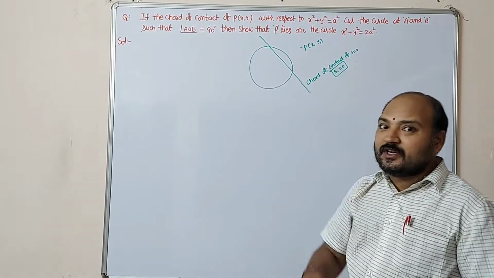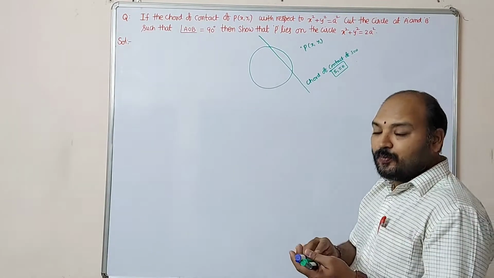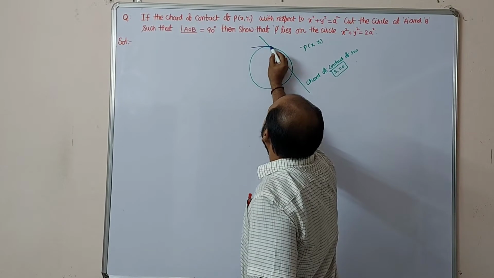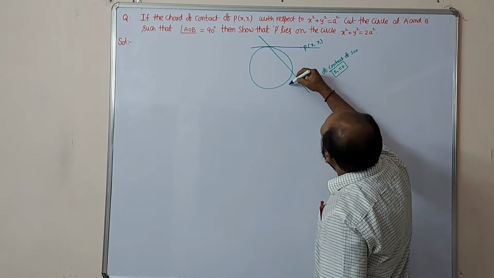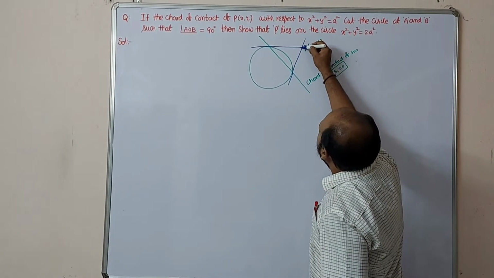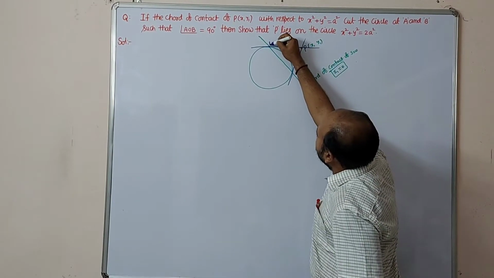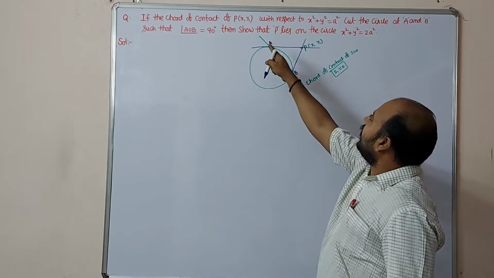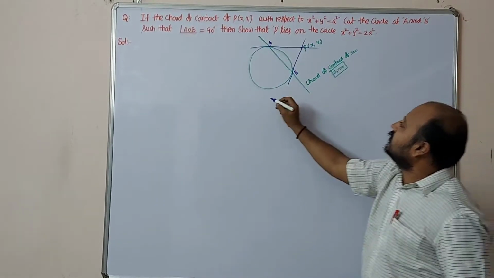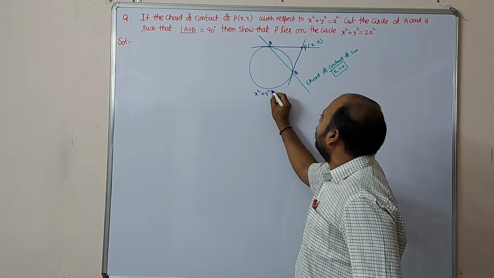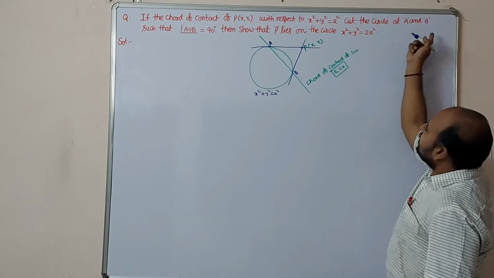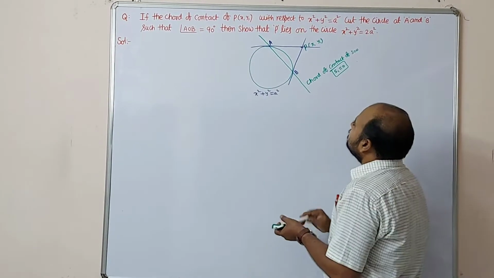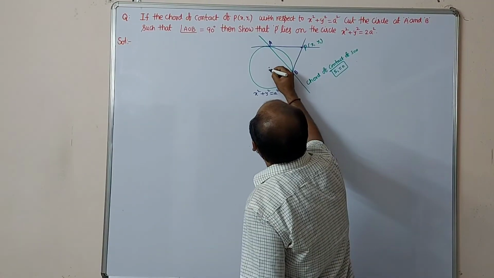What is the chord of contact definition? It is the line joining the points of contact of the tangents from the point P. See, this is a tangent from the point P. This is also another tangent from the point P. The line joining these points, this is A, this is P. That is the reason: if the chord of contact of P with respect to this circle, x square plus y square is equal to a square, cuts the circle in two different points A and B, such that here the condition is given, this is O.